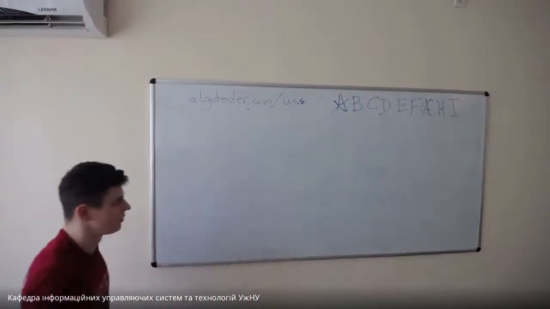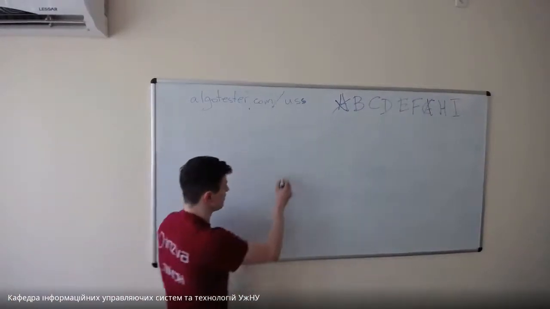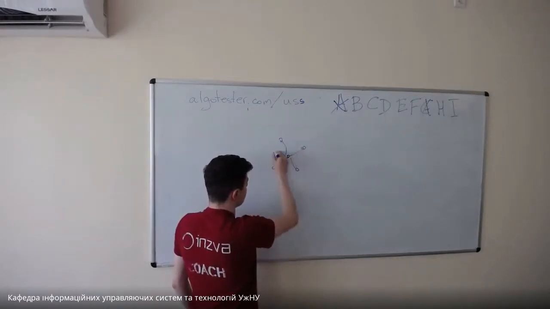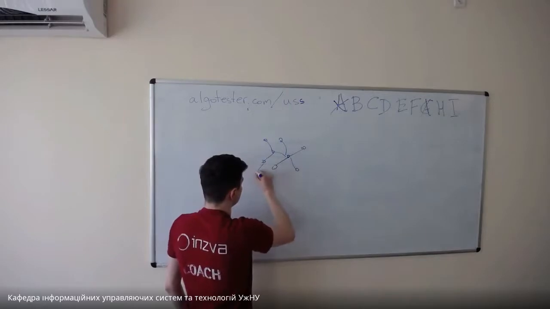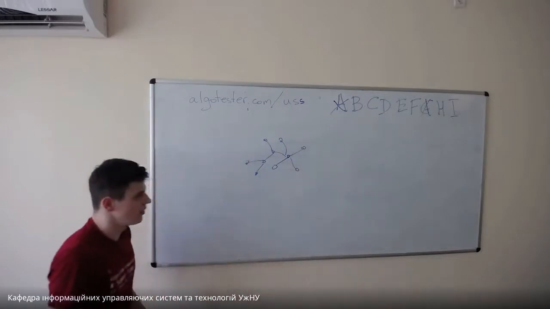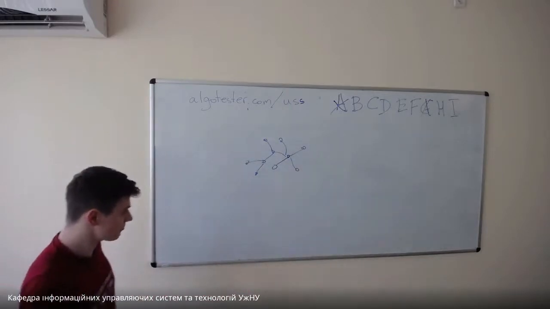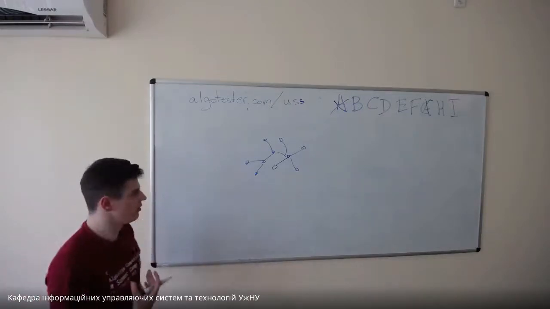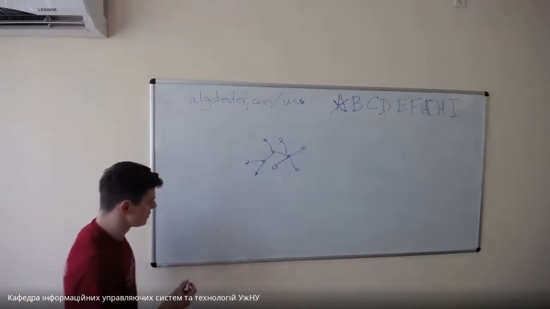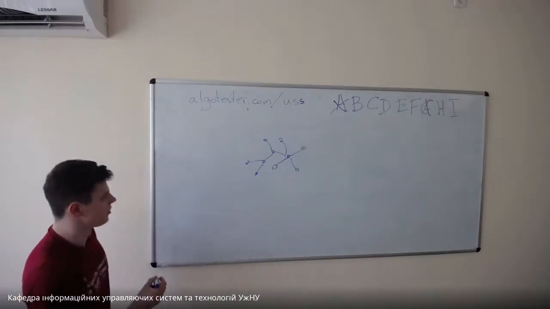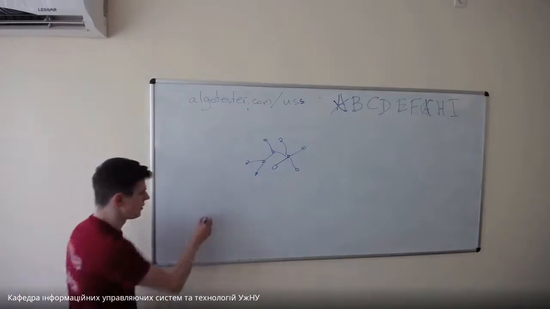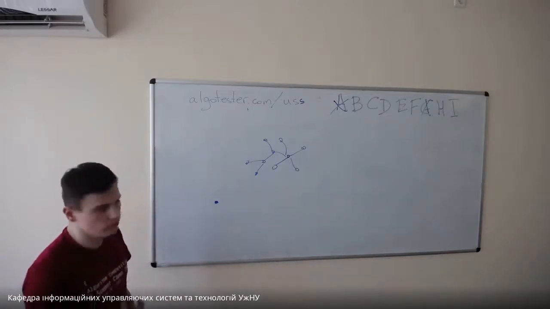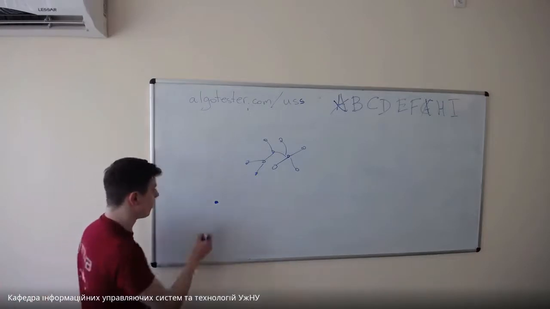Okay, so in problem I, you were given a tree, and you had to remove some number of edges from it in such a way that all the remaining connected components are stars. So a star is a component that has a single vertex that can have a degree larger than 1, and all the remaining have to have the degree 1.